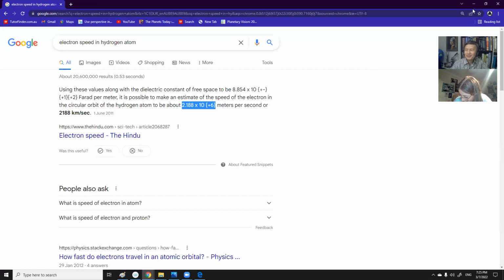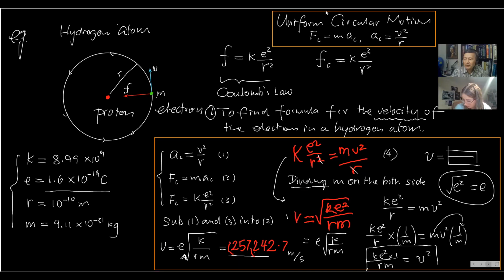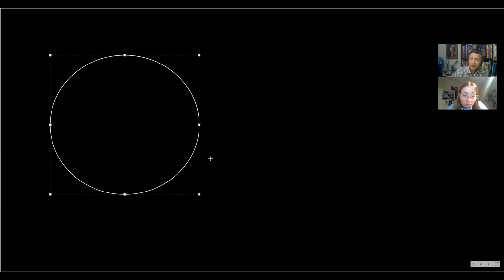So today we have actually calculated that velocity. Is that amazing? You see, we just apply Newton's law and Coulomb's law. We can actually work out that velocity, right? And similarly, we can quickly go to another example. This time, let's calculate the velocity of the Earth about the sun.